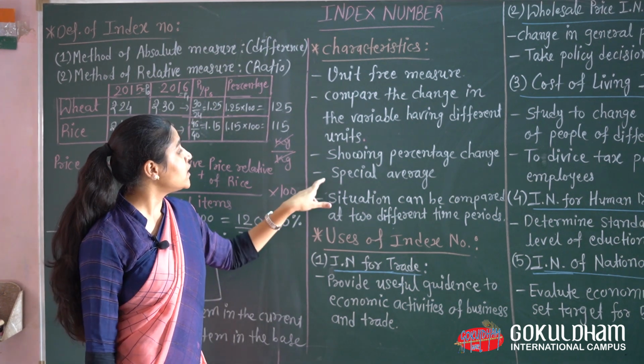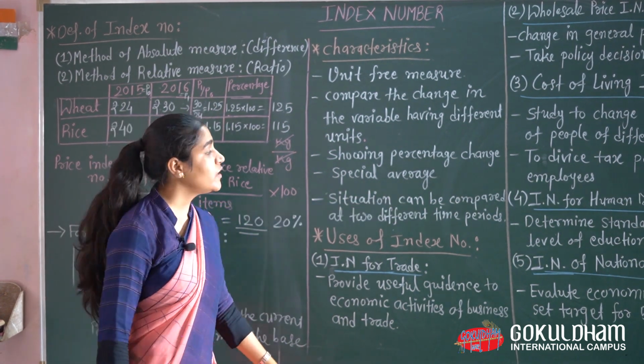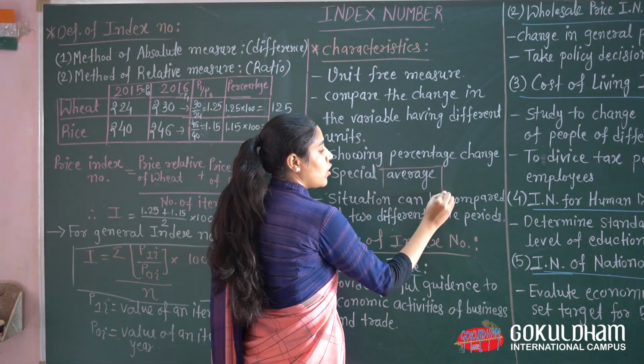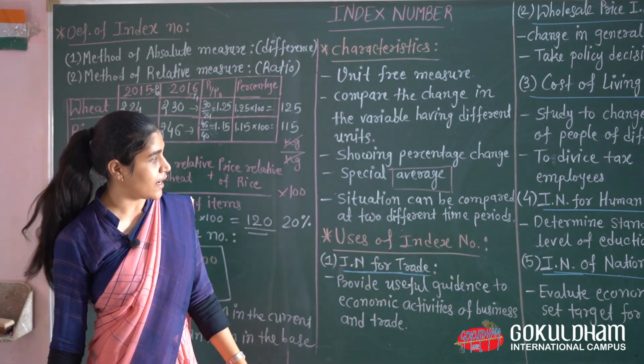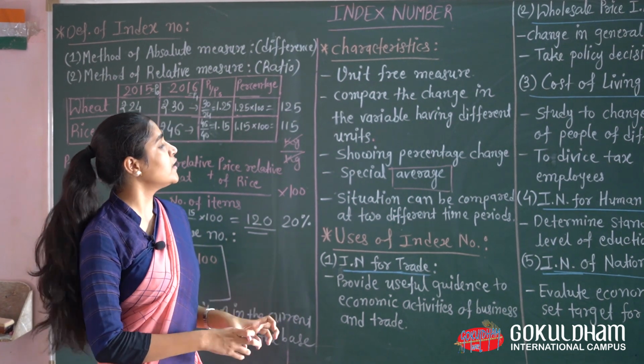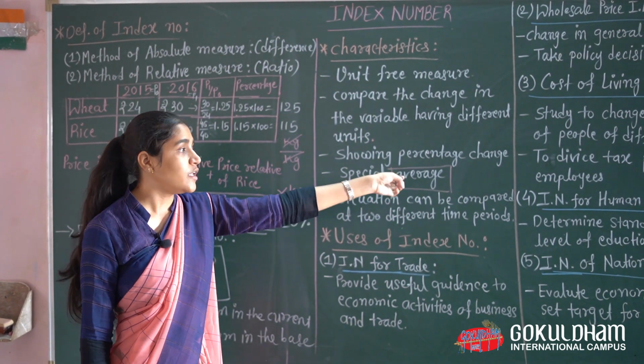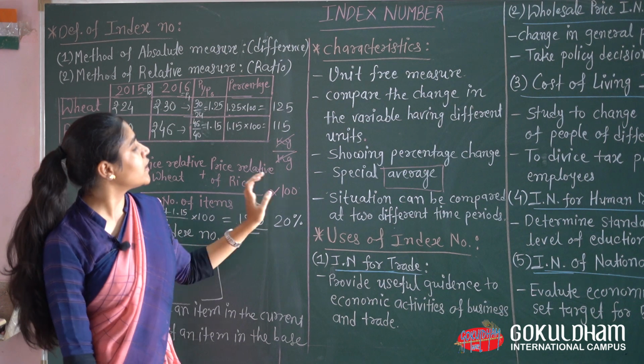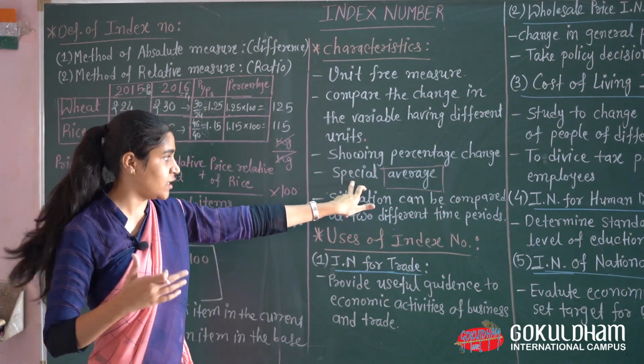Then third point is spatial average. Spatial average, about average we have already discussed in our 11th standard. So how is it a spatial average? Because it consumes all the characteristics of average. All the criteria of average, it follows all of them. So it is also called spatial average.